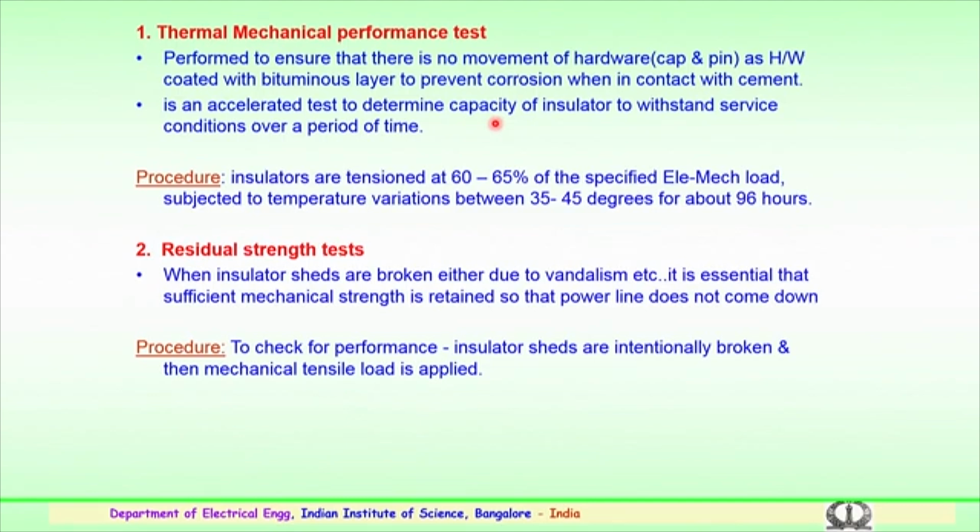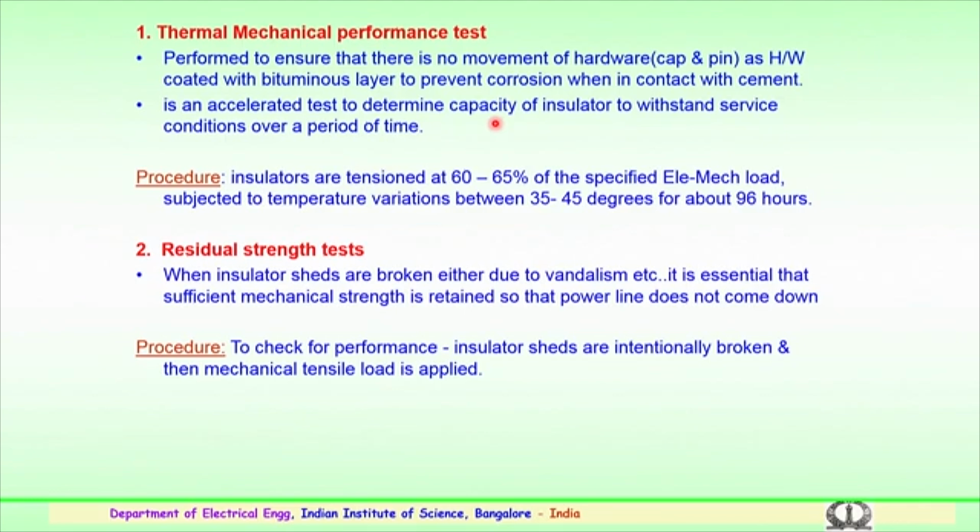The second is the residual strength test. Here the insulator sheds are broken. This could be because of vandalism or because of damages which are seen. Here it is essential that sufficient mechanical strength should be retained in the power line, so that it should not come down, or detach from the conductor or from the tower.